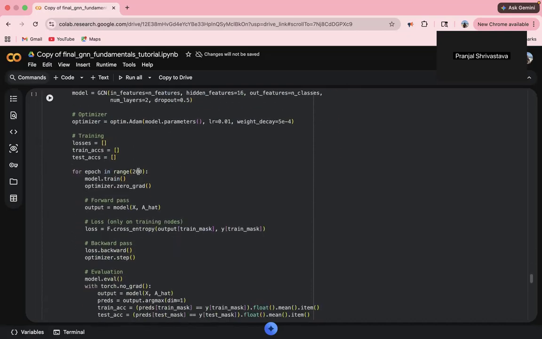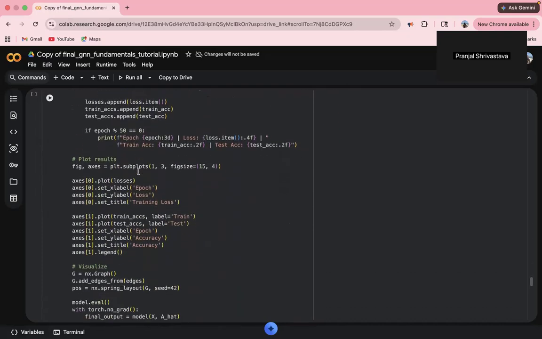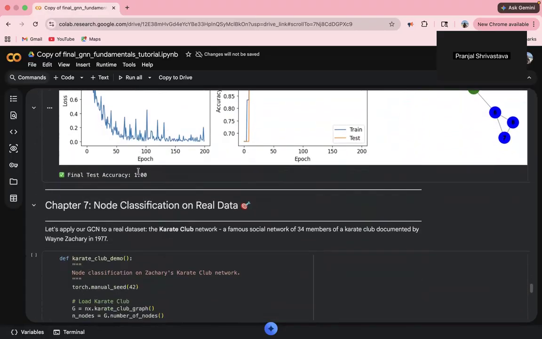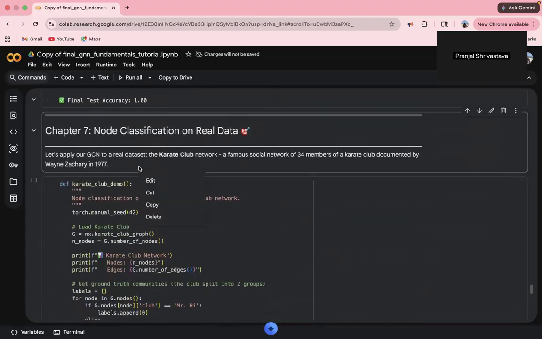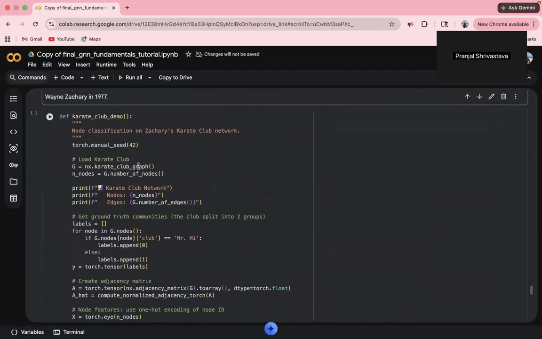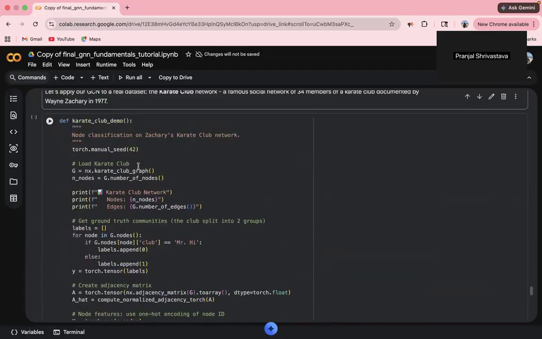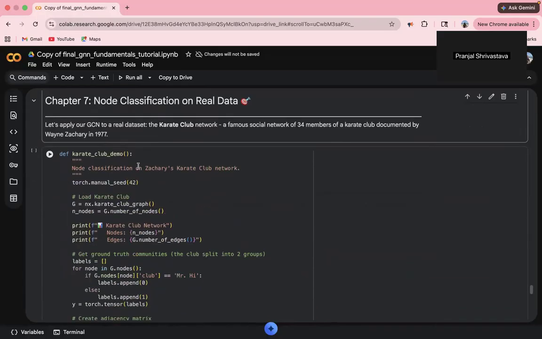Next, we have training the PyTorch GCN. Moving forward, we'll go to the Karate Club demo.